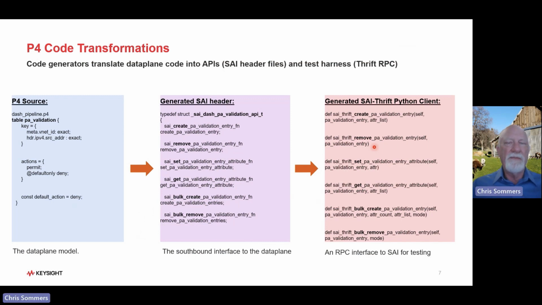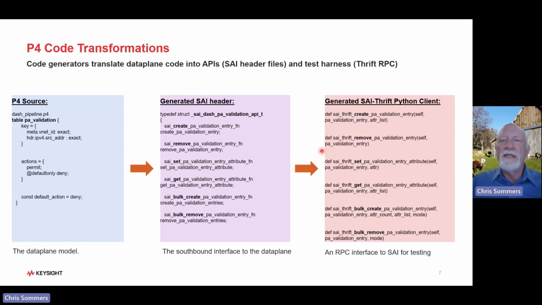I told you that the P4 code is transformed into different artifacts, and I just want to give you a glimpse of what that looks like. Here's the P4 source code that I showed you earlier, and you see this table PA validation is defined. We have a source code generator that uses template files and substitution rules to create a SCI header file. This is a portion of a SCI header file that defines CRUD accessors for this table. We have create, remove, set, get, bulk create, and bulk remove accessors. These form the definitive SCI interface to this table. I'm not showing all the attribute definitions, but those are also generated as well.